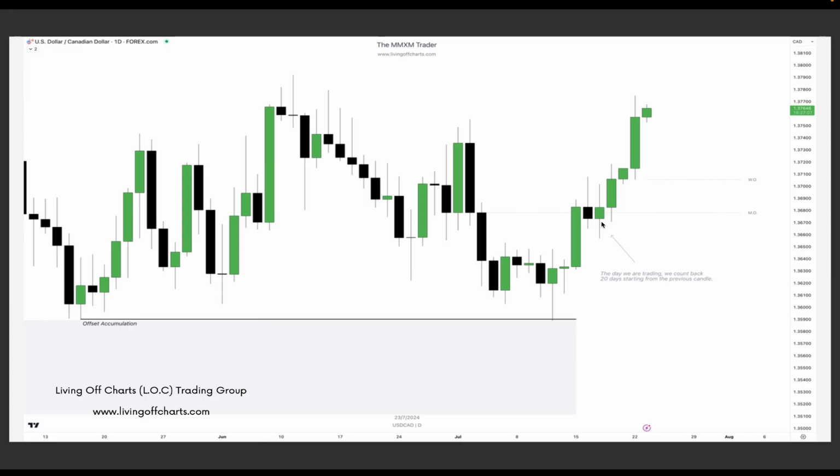Now, let's look at this right here. This day right here, this candle right here, is the day we call the longs on USD CAD. The first day, we called it here and here. Now, if this is the day we're going to start trading, which it was, we're going to start counting back the previous days from the day before our trade, which would be this candle right here. So this candle right here would be day number 1.